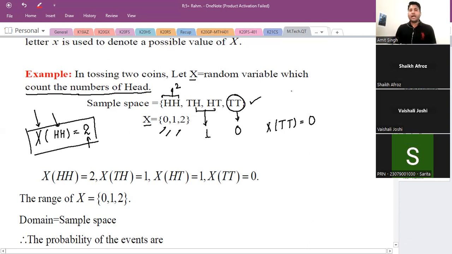For example, for another random variable, which I am taking as Y, it may be counting the number of tails in the random experiment. So, as per the input, we can decide the value of Y also. Moving ahead.